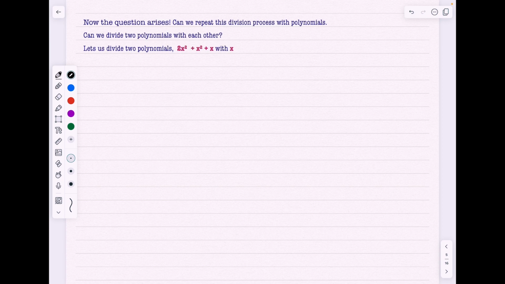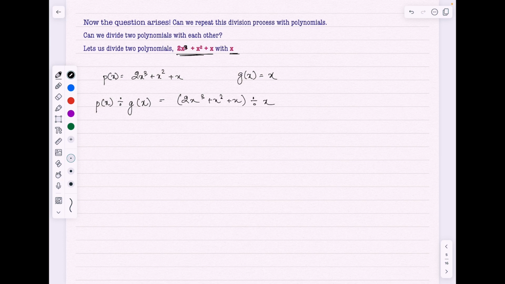Why? You see, I have taken two polynomials. This is 2x cube. So I have taken one polynomial, let us say it is p(x). p(x) equals 2x cube plus x square plus x. Okay, and I have taken another polynomial, let me say g(x) equals x. I have been told I have to divide p(x) by g(x). So what am I going to write? I am going to write p(x), 2x cube plus x square plus x, divided by x. Understood?